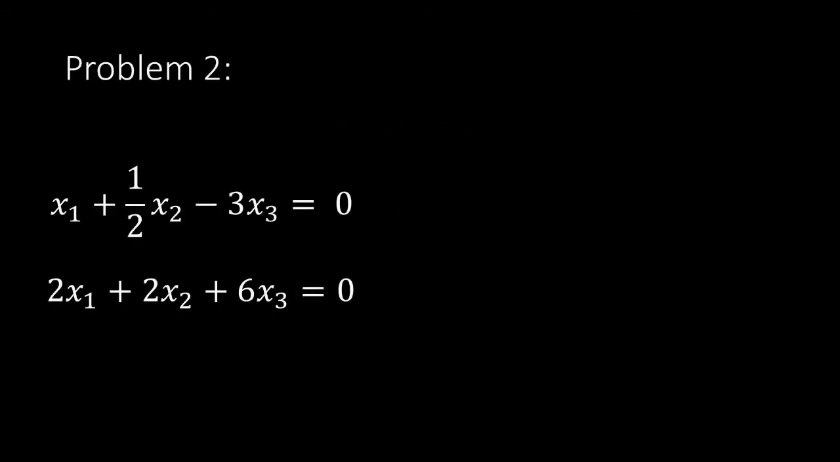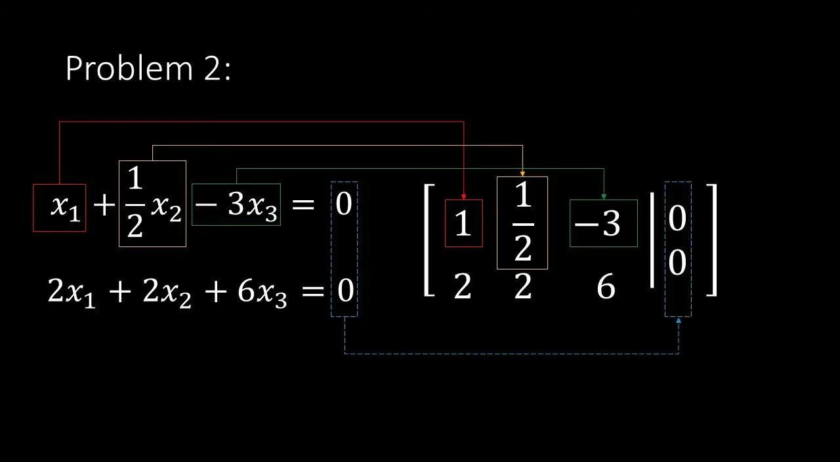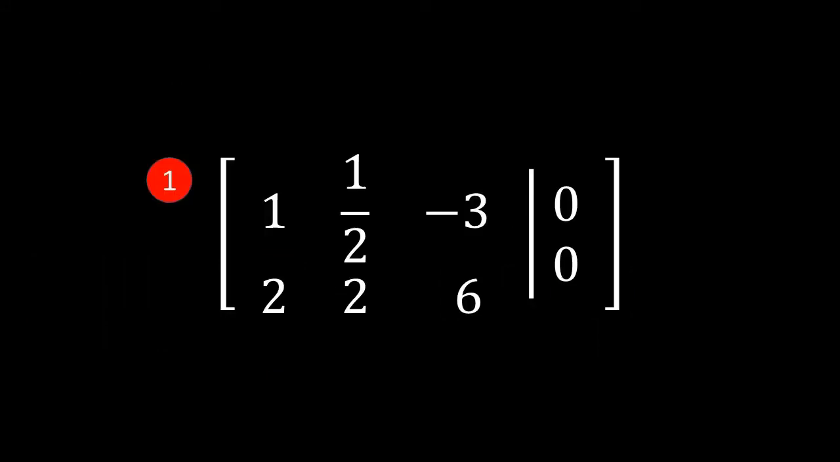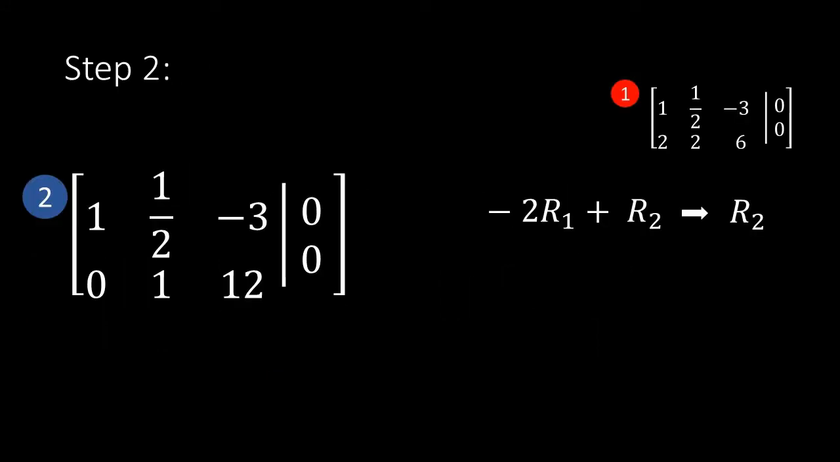Let's try another sample problem. As you can see, it is also a homogeneous system because the constant term is a zero vector. Augmenting it into matrix form, we have. Then we are going to reduce it. First, copy row 1, then multiply -2 to row 1 and add row 2 to become our new row 2.